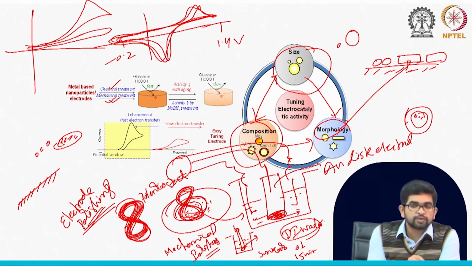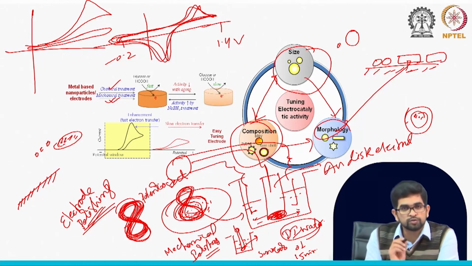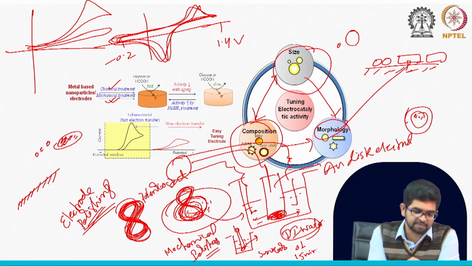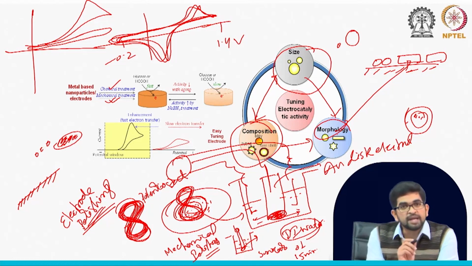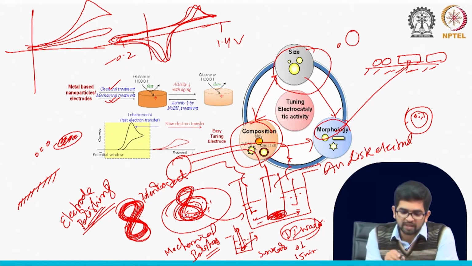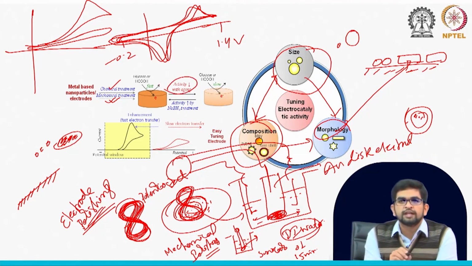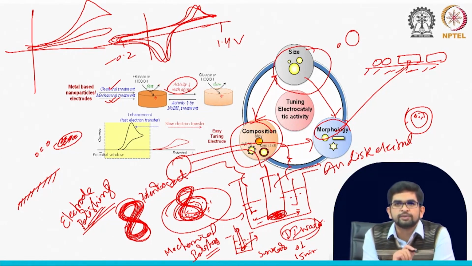But if you store it for quite a longer time, you should check the basic surface activity. Why? Because there may be an aging effect. The aging effect can also cause a decrease of the electrocatalytic activity, so it can cause a reproducibility problem. That's why.